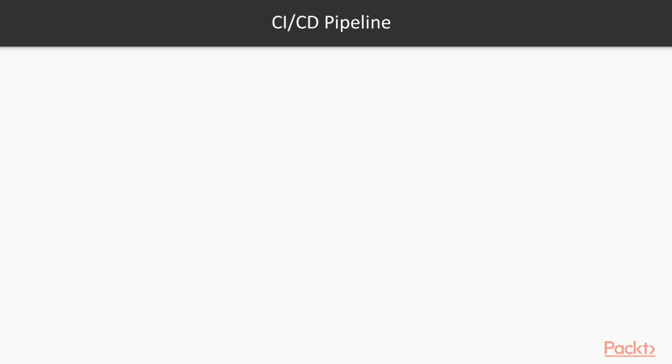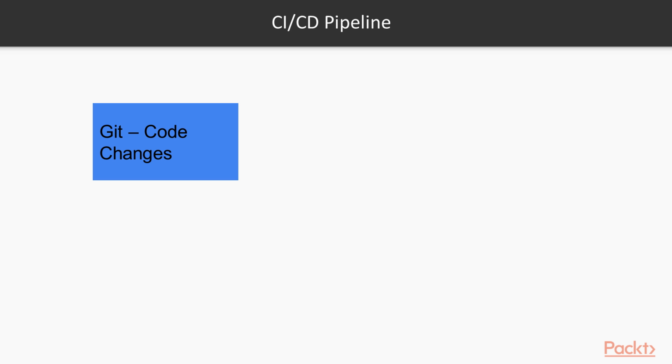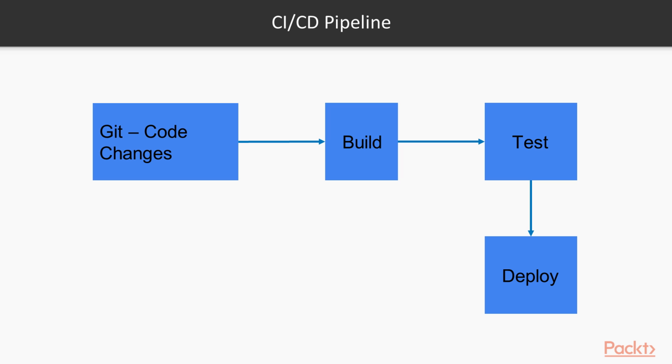So now we've looked at continuous integration and continuous deployment. This is known as the CI/CD pipeline. In the CI/CD pipeline, you first have your source code versioning tool, such as Git. Here you make your code changes. Once you make your code changes, they are sent to a build pipeline. It is then tested and then you deploy your code.